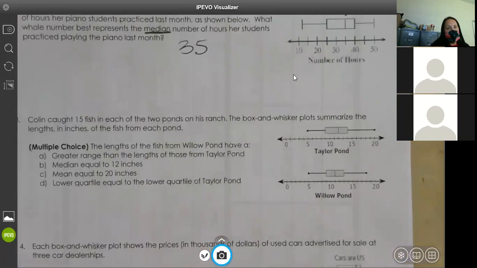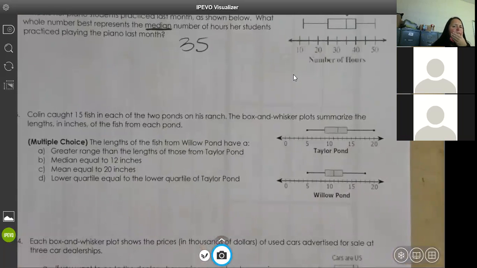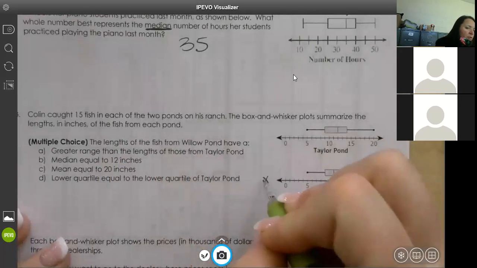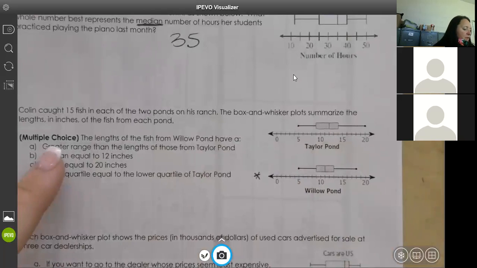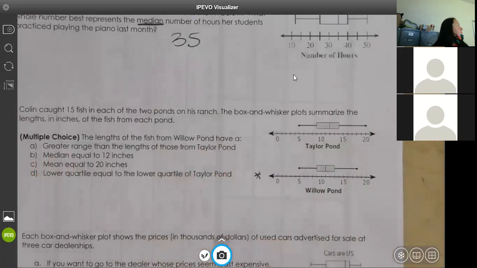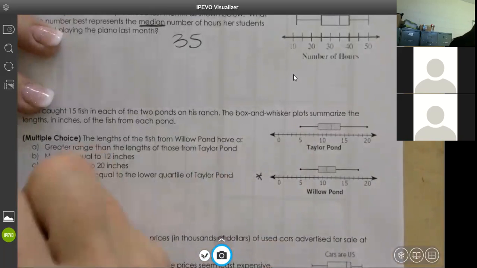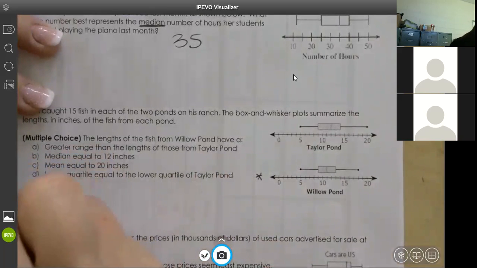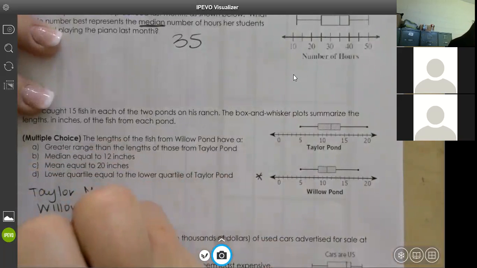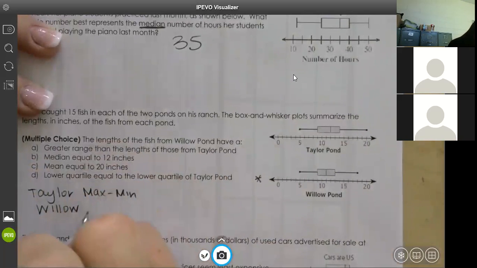So then here's a multiple choice one. Colin caught 15 fish in each of the 2 ponds on his ranch. The box and whisker plots summarize the length in inches of fish from each pond. So the length of the fish from Willow Pond have what? So we're looking at Willow Pond right here. Do they have a greater range than Taylor Pond? How do you find your range? What's your formula for range? Say it again. The max minus the min, the biggest minus the littlest.